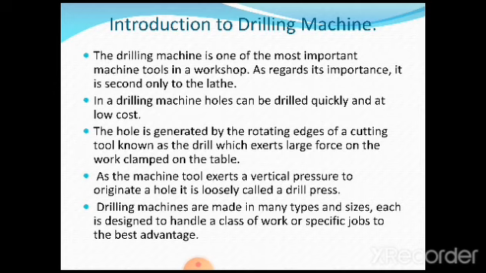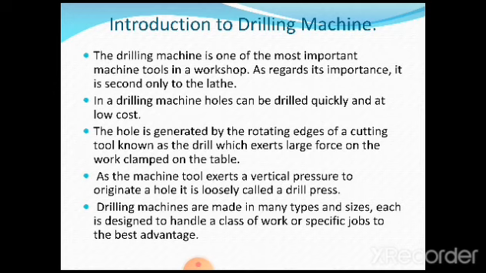First, we require to clamp, means we require to hold the workpiece firmly, because the work table is provided with the top T slots, wherein I can either clamp the workpiece in a vise, or, if the workpiece is large, it can be directly held on the drilling machine, and it is possible to drill the hole at the required location on the clamped workpiece on the table. As the machine tool exerts a vertical pressure to originate a hole, it is loosely called a drill press. Sometimes we call it a drill press also.